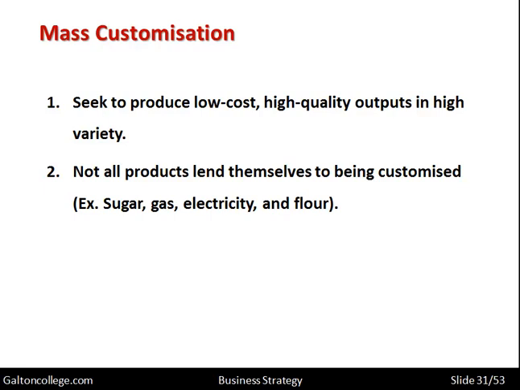Not all products lend themselves to being customized. Electricity can't be customized. It's just electricity. We don't have different types of electricity. I suppose we have AC and DC, and we have low voltage and high voltage. But electricity is electricity. Sugar is sugar. It's not anything else. So it can't be customized that easily. So some items can't be customized.